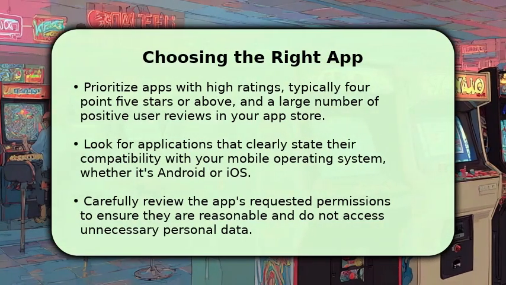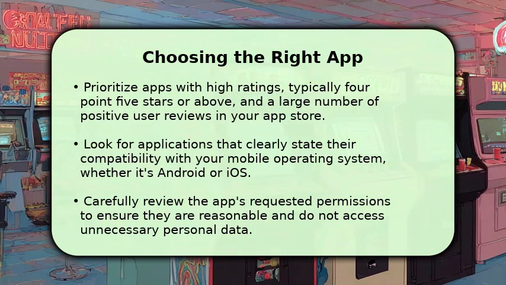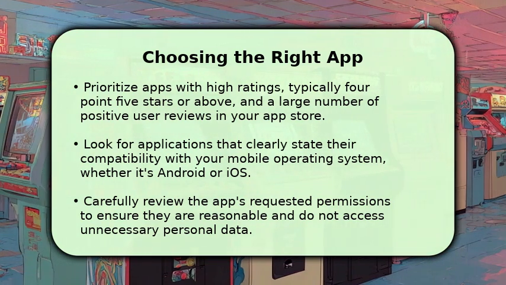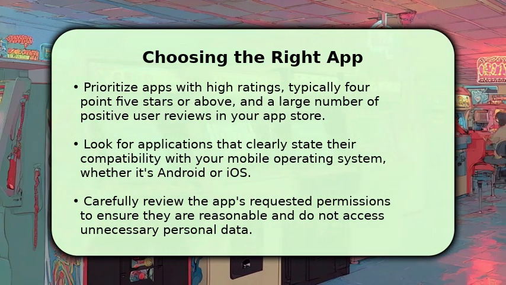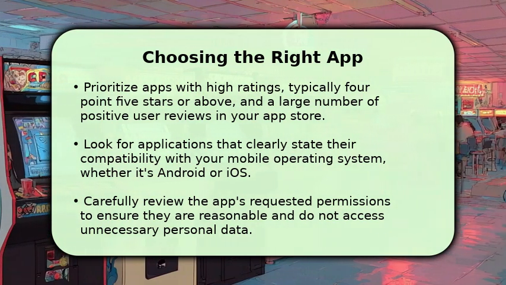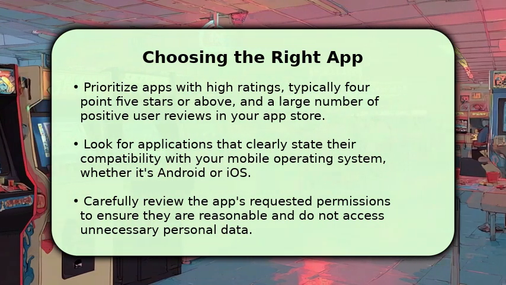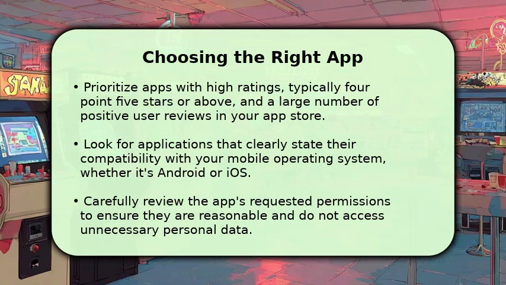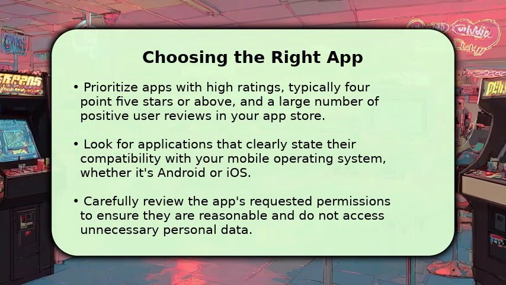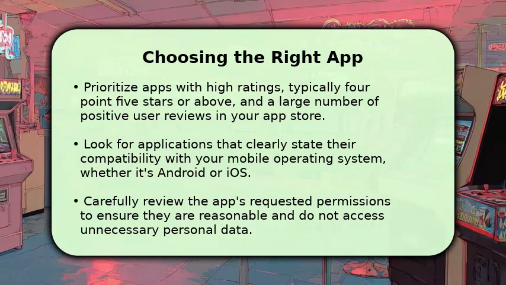Selecting the right auto clicker app is a critical step. When browsing your app store, focus on applications with excellent user feedback, ideally boasting 4.5 stars or more, and hundreds of thousands of downloads. Verify that the app explicitly supports your phone's operating system. Additionally, take a moment to examine the permissions the app requests. Ensure they align with its function and don't seem overly intrusive, safeguarding your privacy and device integrity.